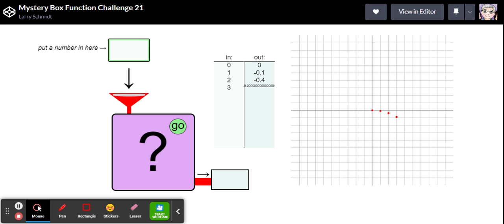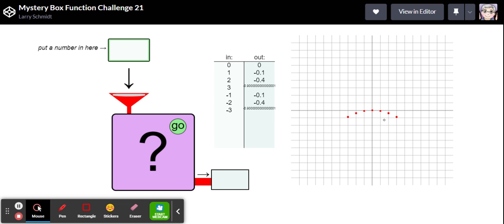So I'm going to try negative 1, 2, and 3 and see what we get. For negative 1, we get a negative 0.1, just like we got for the 1. Let's try negative 2. And that's a negative 0.4 like we got for the positive 2. Let's try negative 3. We should get that negative 0.9. And we do. So we've got a curve. It's symmetrical across the y-axis. Do you have an idea of what this could be?